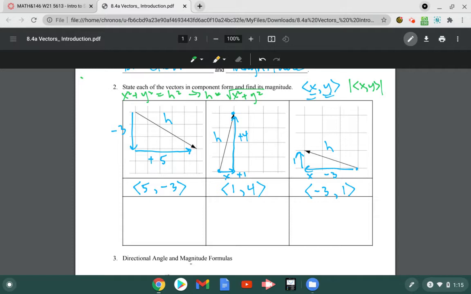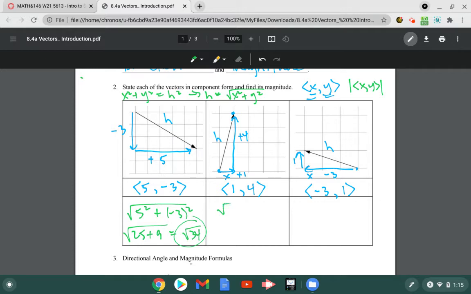So same idea there. So to find each of these magnitudes, I need to take the square root of 5 squared plus negative 3 squared. So that's going to be the square root of 25 plus 9, which is radical 34. There's nothing I can simplify there. So my magnitude is the square root of 34.